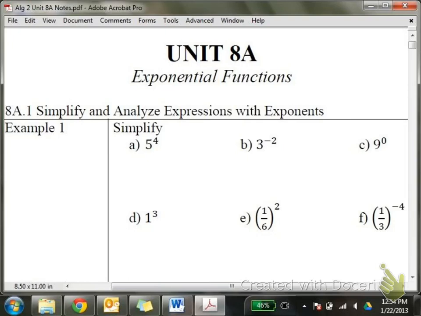1A, we want to simplify 5 to the power of 4. Now, 5 to the power of 4 means that I'm multiplying 5 how many times? 4 times. That's 5 times 5 times 5 times 5, which comes out to what, Peter? 625.